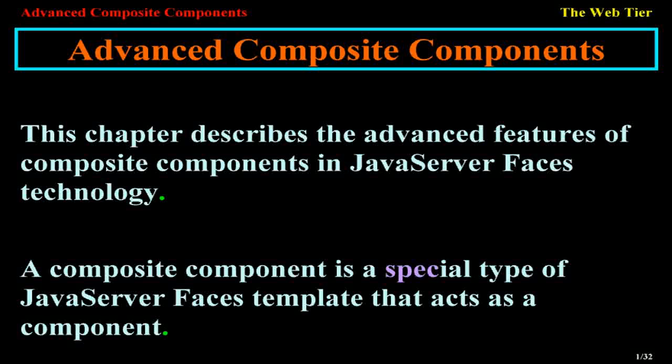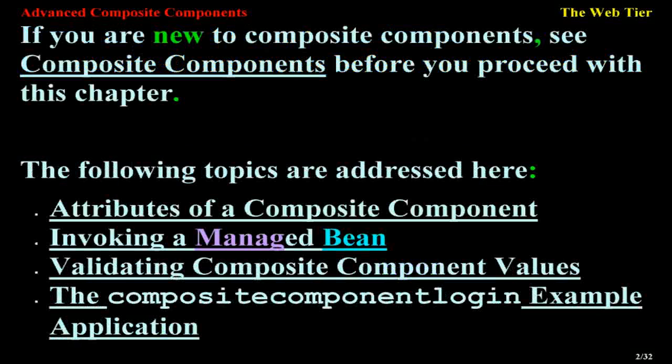Advanced Composite Components. This chapter describes the advanced features of composite components in JavaServer Faces technology. A composite component is a special type of JavaServer Faces template that acts as a component. If you are new to composite components, see Composite Components before you proceed with this chapter. The following topics are addressed here: attributes of a composite component, invoking a managed bean, validating composite component values, and the composite component login example application.